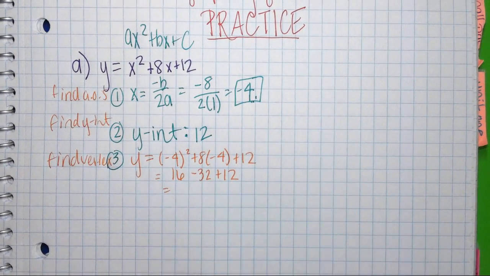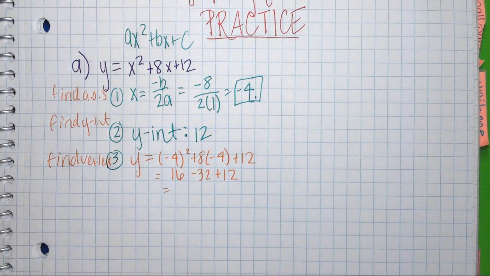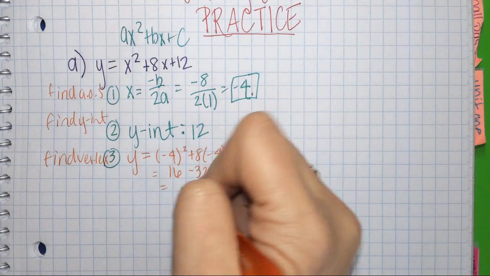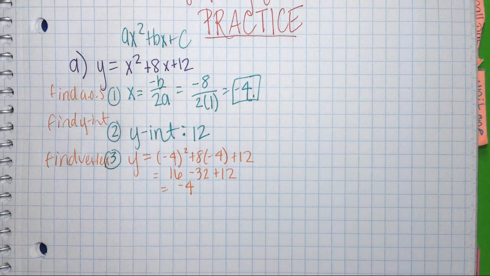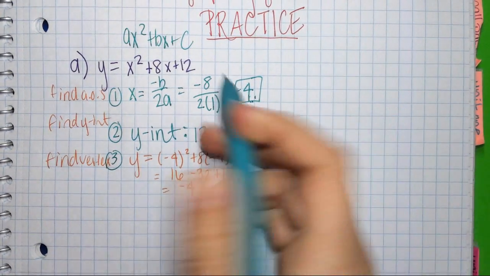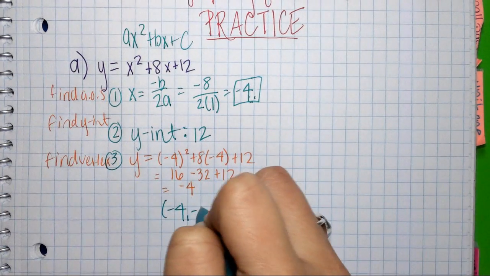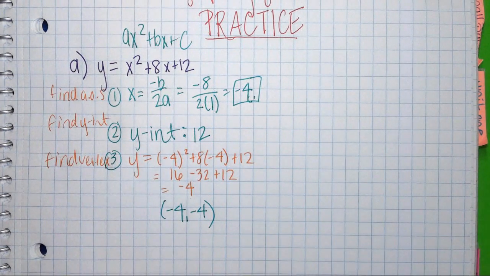All right, what's 16 minus 32 plus 12? What is 16 minus 32 plus 12? Will? Negative 4. Good, take a point. All right, so that means that our vertex is at negative 4, negative 4. Are we ready to graph? Do we have everything we need? Good. Let's graph.